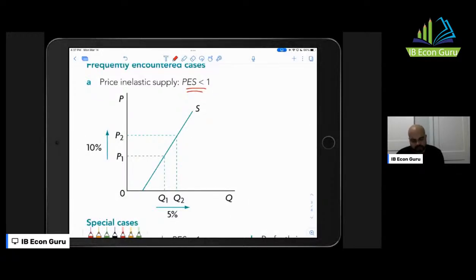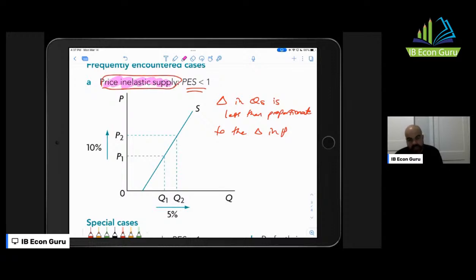Okay, back. So if the change in quantity supplied is less than proportionate to the change in price, supply is price inelastic. Here you can see a 10% rise in price led to only a 5% increase in quantity supplied, which means the increase in quantity supplied was less than proportionate to the increase in price. Here we say supply is price inelastic, and the PES will be less than 1.